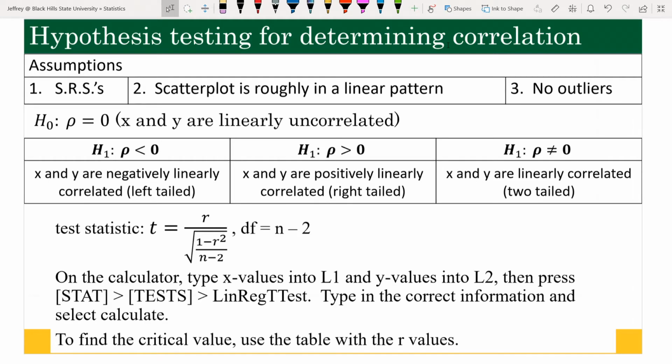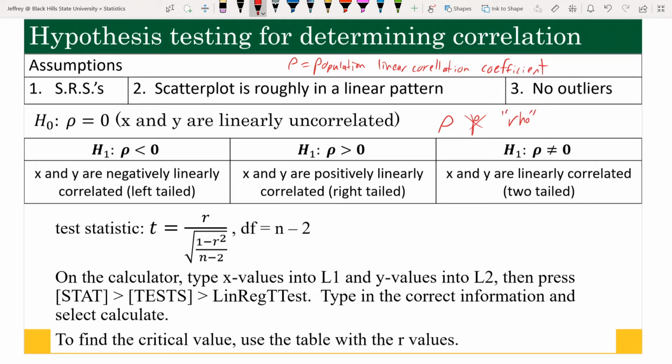So our null hypothesis is, oh no, what is this? This is rho. Rho looks like a P, except it does not have a stem on this top left there. So it's not a P, it's rho. It's the Greek letter that will represent our linear correlation for the population. So rho is the linear correlation coefficient for the population.